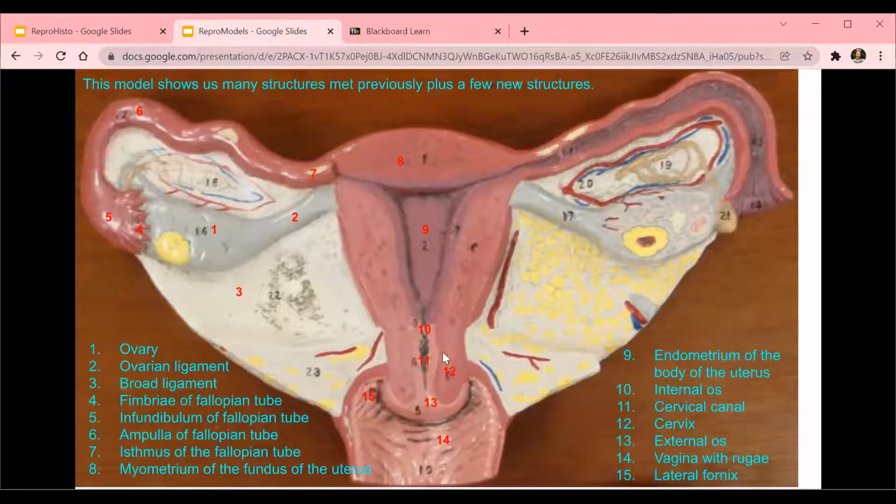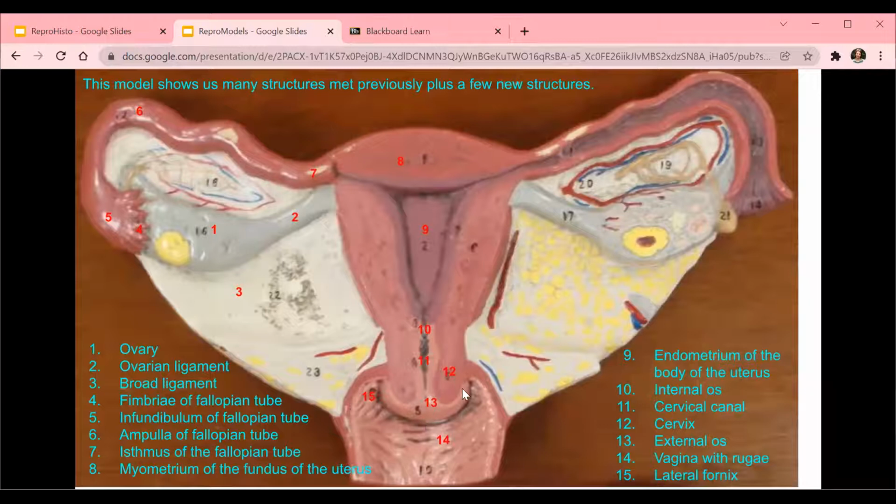Here you can see the uterus. Number 8 is the fundus. Number 9 is the body of the uterus. And then you can see the cervix. In the wall of the uterus, we have endometrium, myometrium, and the last layer is called perimetrium. The cervical canal has 1 internal os and 1 external os.